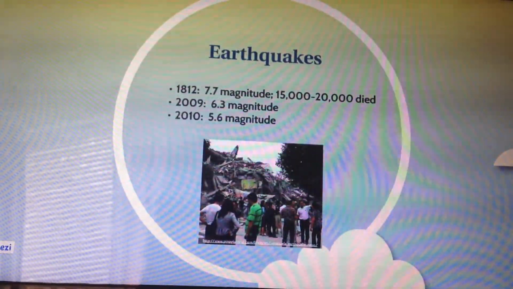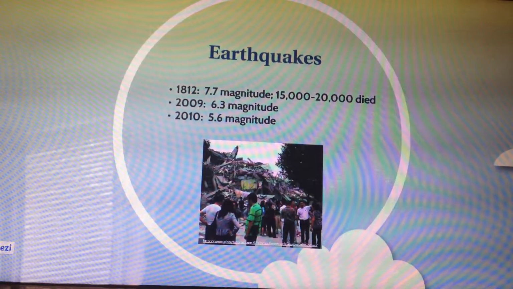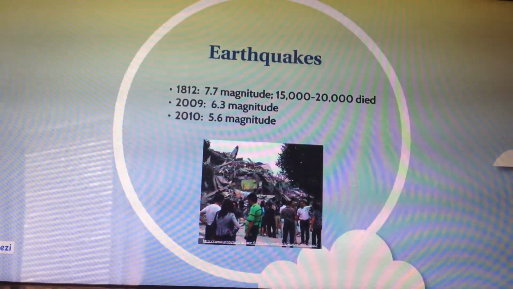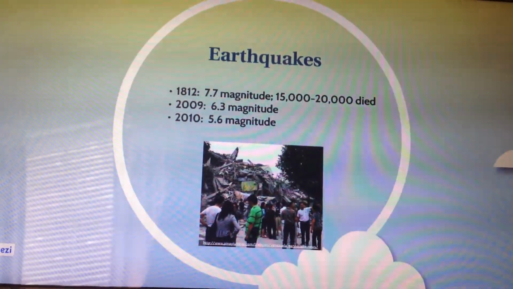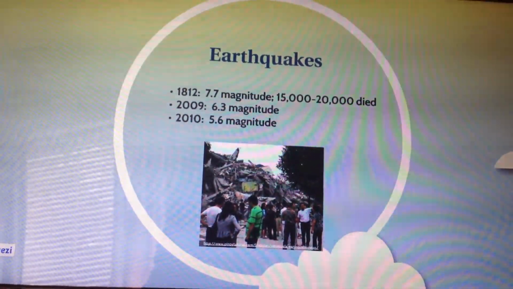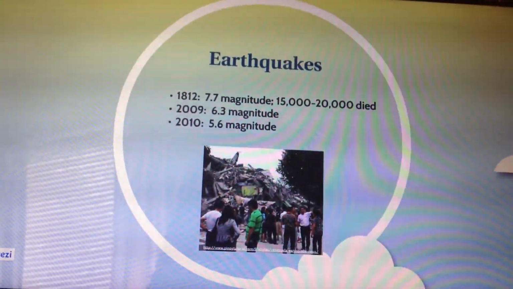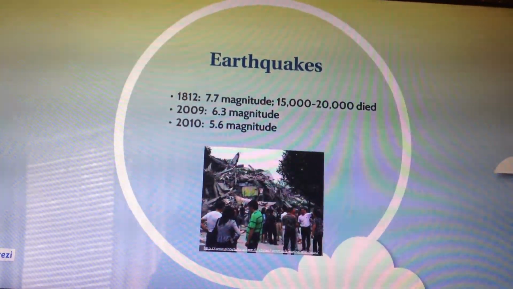One of the worst earthquakes in history in Venezuela was in 1812. It was a magnitude of 7.7 and around 15,000 people died. It affected many large bodies of water as well. A new lake formed and the Urubi River was dammed up.